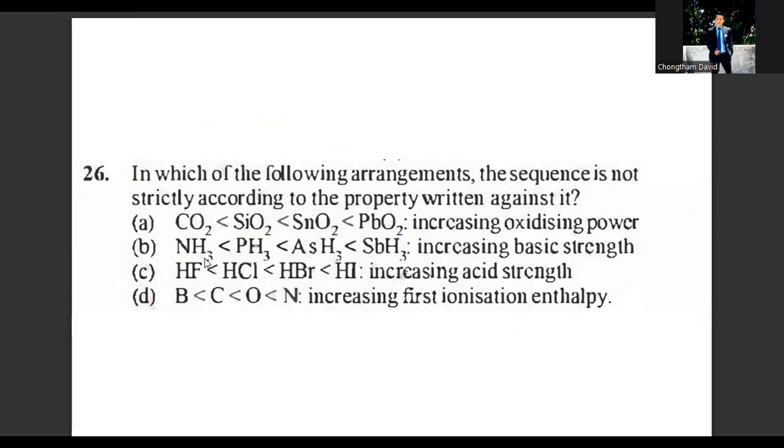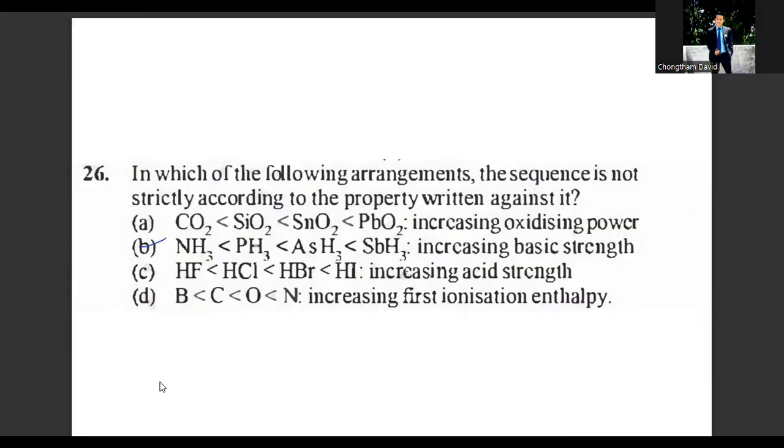In which of the following arrangements the sequence is not strictly according to the property written against it? You have oxidizing power, basic character, increasing acid strength, increasing first ionization enthalpy, right? So this order of increasing basic strength is wrong. It would be ammonia greater than phosphine greater than arsine greater than stibine. This would be the acidic strength, so the reverse would be the basic strength. The question is asking for the not correct sequence, so B would be the answer for question number 26. I hope this is clear.